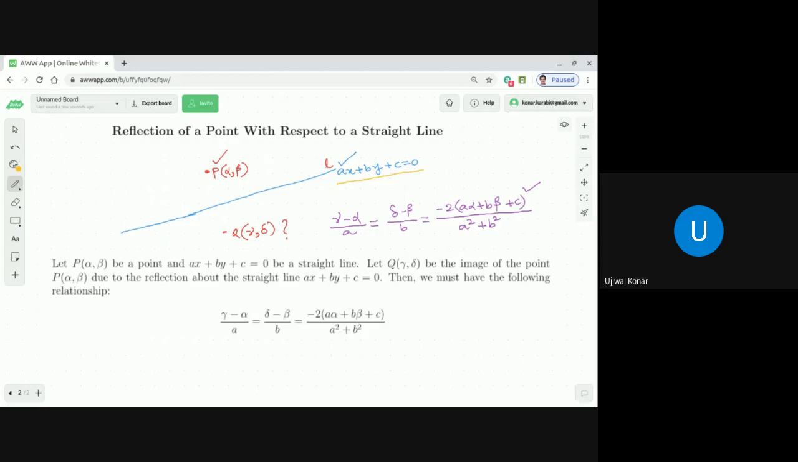Similarly, delta and beta are nothing but the y coordinates of the points Q and P. So (delta minus beta)/B, where B is the coefficient of y in the given equation Ax plus By plus C equal to 0. And in this way, you can find the reflection of a point with respect to a straight line. Correct, dear students? So you need to remember this formula. I repeat once more that if you remember this formula, you will be able to answer this very relevant question very efficiently.